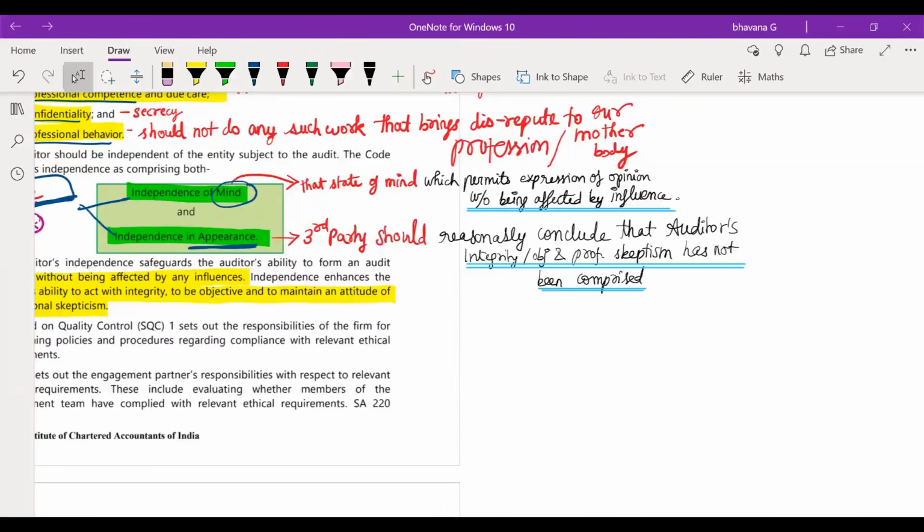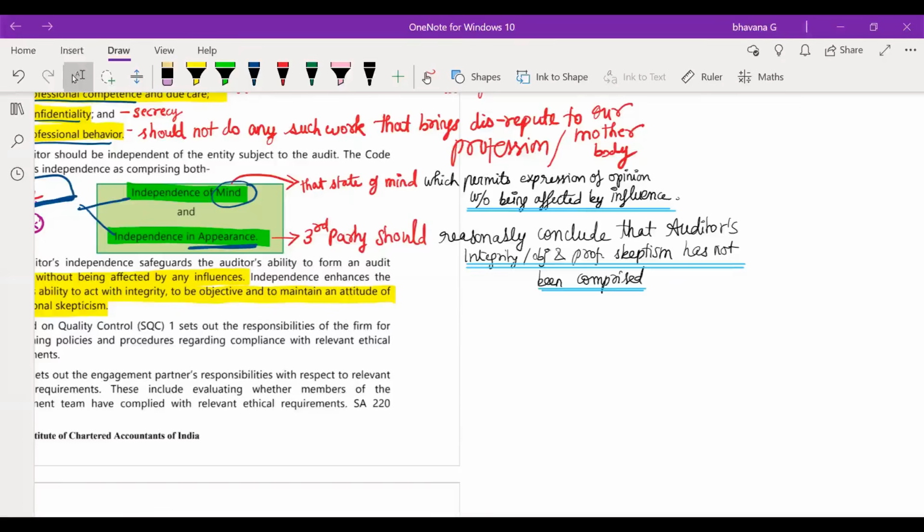Next is independence in appearance. Whenever a third party looks at you, they must be able to tell that you have integrity, objectivity, professional skepticism and all of that. A third party, whenever they look at you, must be able to understand that yes, you are an honest auditor. You don't do partiality. You have professional skepticism. So that is independence in appearance. That means how you appear to others. That is also independence.